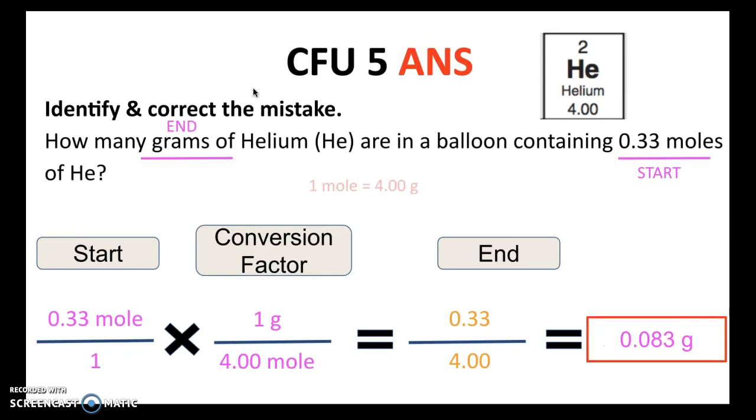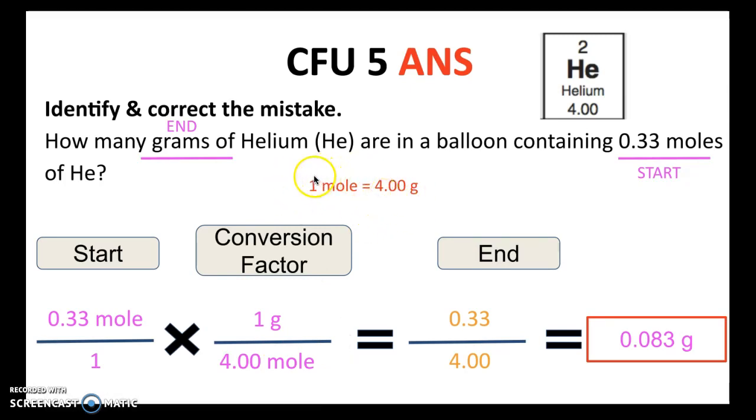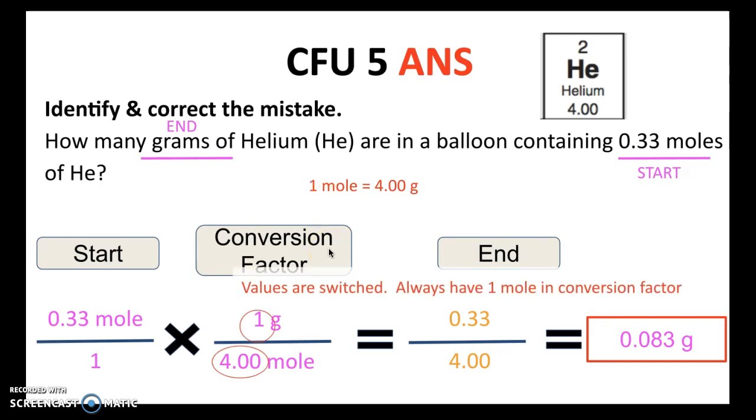Okay, so in this case, the error is in the conversion factor. So let's take a look at that conversion factor there. We know 1 mole of helium is equal to 4 grams. And since we're starting off with moles, we definitely want the moles to be in the denominator so they can cancel out. However, if you take a close look at our equation that we're going to get the conversion factor from, the number 1 is in front of moles, not 4. So these values got switched. And so that's the error that was made here. The values in the conversion factor were switched.